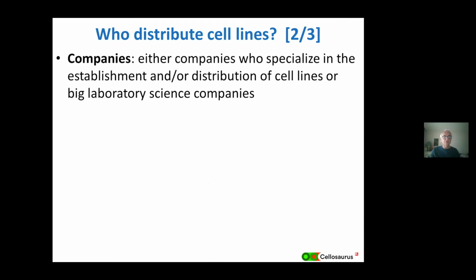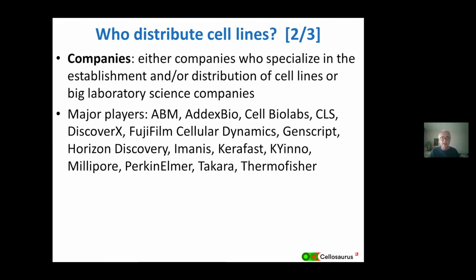Now, you also have companies which either specialize in the establishment of engineered cell lines, like knockout cell lines, or which distribute a number of cell lines. And there are also those big laboratory science companies like Millipore, Thermo Fisher, and so on. A lot of those companies distribute cell lines. It can be a few, or it can be many, depending on the company. And here is a list.